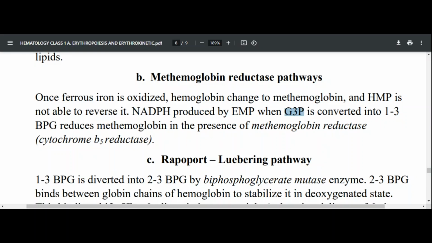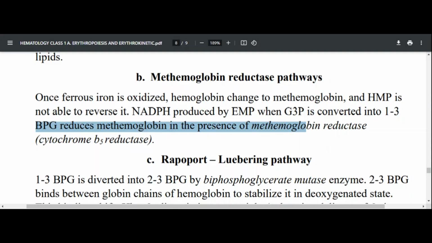glyceraldehyde 3-phosphate is being converted into 1,3-bisphosphoglycerate. There will also be further reduction producing NADPH, and then NADPH can reduce methemoglobin back to hemoglobin. Of course, NADPH will work as a coenzyme with the methemoglobin reductase enzyme that is going to reduce methemoglobin. That is also another importance of some of these diversion pathways.